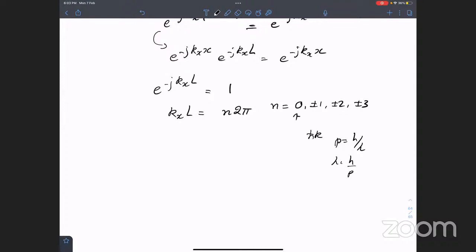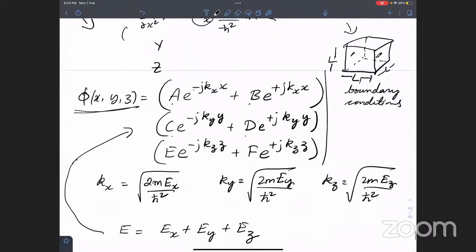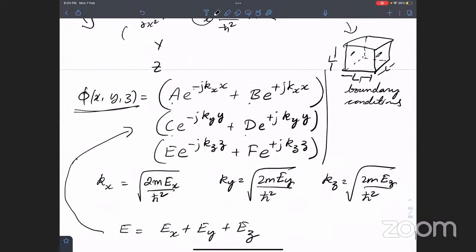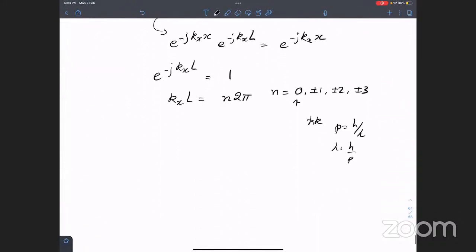So n equal to 0 is allowed, and you can actually substitute here. If I substitute kx equal to 0, then I get a plus b, and integrating that will not lead to a 0. Instead, if my wave function was sine of kx into x, then kx equal to 0 would have led to a catastrophe. That is the reason why n equal to 0 is allowed for a periodic von Neumann boundary condition. A little bit of mathematical jugglery.